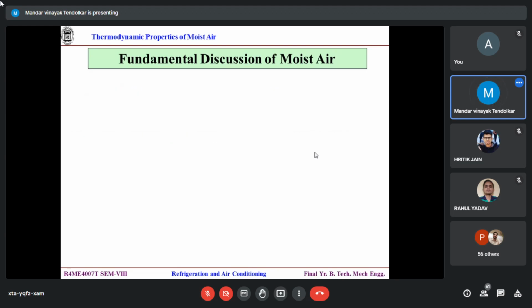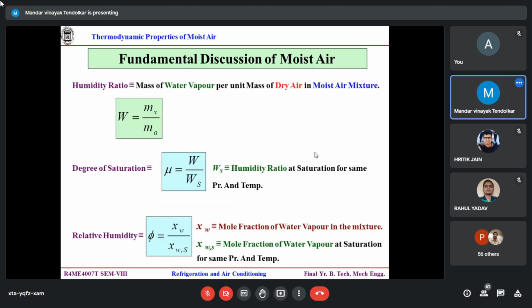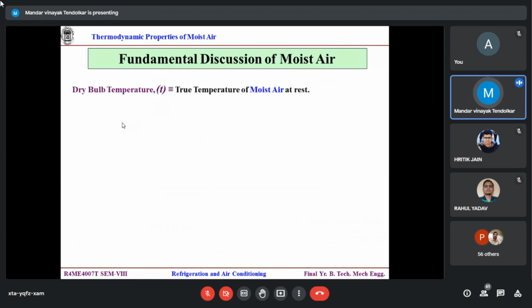We have seen this. Humidity ratio, W not H, is mv upon ma, kg of water per kg of dry air. So if that particular air condition goes to saturation, then the saturation temperature at that particular pressure and the given humidity ratio is called the dew point.